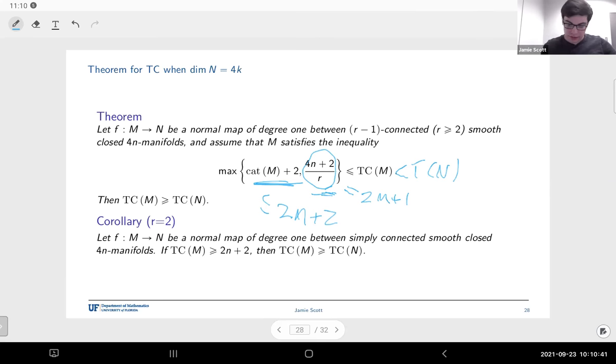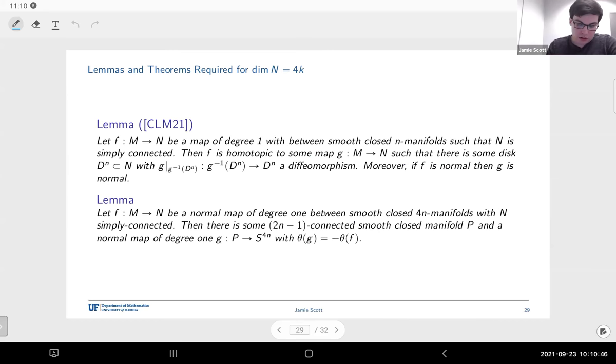Okay, so let's talk about some of the results necessary here. This lemma right here, this first one, tells us that we can take connected sums when N is simply connected, and we can do so up to homotopy. So essentially, if we have a degree one map F between smooth closed n-manifolds with our codomain simply connected, then my map F is homotopic to some map G such that there is a disk on which G is a diffeomorphism. And moreover, if F was normal, then G stays normal in the construction.